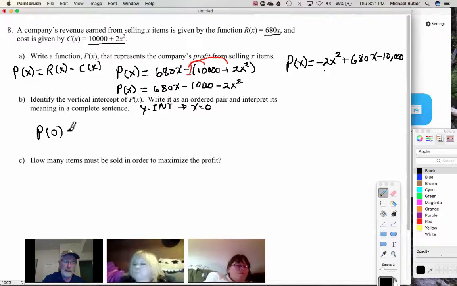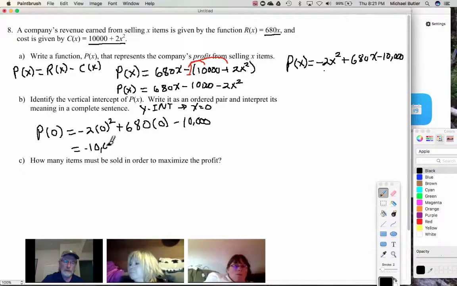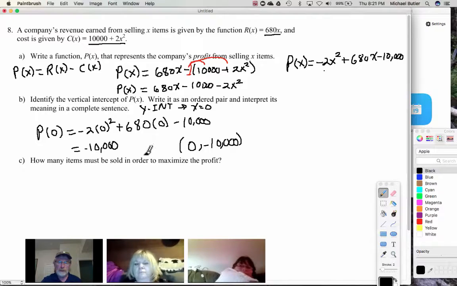Let's not make any product whatsoever. And you get minus 2 times 0 squared plus 680 times 0 minus 10,000, which says you are in the hole $10,000. So you've lost $10,000. I'll let you write the sentence that goes with it, but that's what it means. It means you've lost $10,000. So the ordered pair is 0 by minus 10,000. There was a question very similar to this one on the midterm. Was that the one where you guys had to write out the actual answer and tell me what the functions meant?